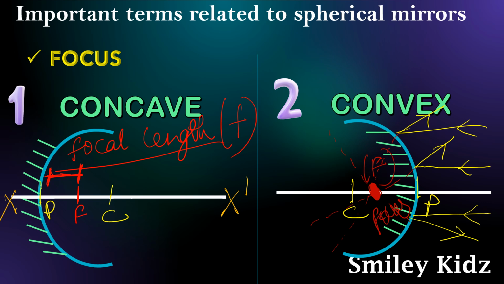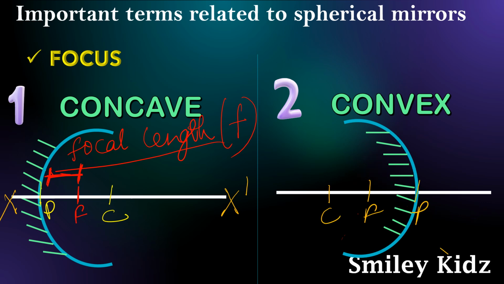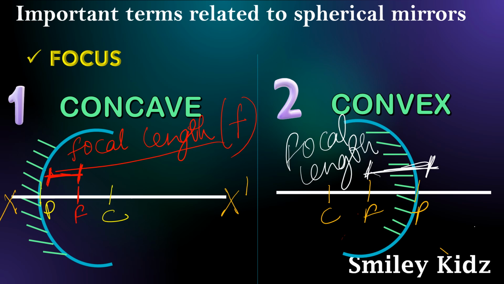And remember, in the case of a convex mirror, the center of curvature and the focus lie behind the mirror, or behind the reflecting surface. The distance between the focus and the pole is termed as the focal length of the mirror, which is denoted by small f. The capital F is for the focus of the mirror and small f is for the focal length of the mirror, that is the distance between P and F. This is all about the principal focus of the mirror.